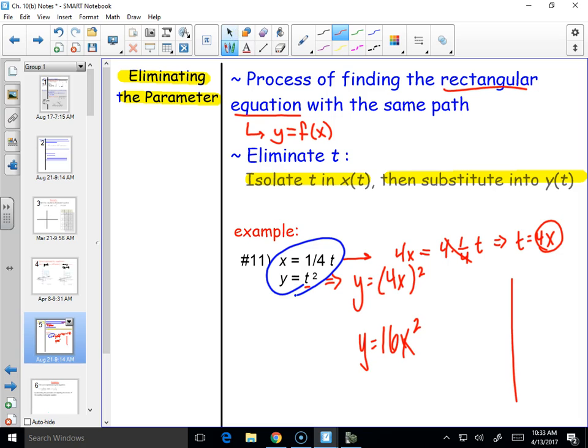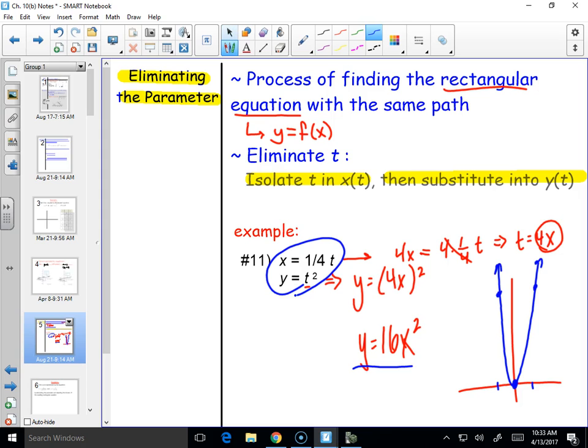We can even say that this parabola is going to have a vertex at 0, 0, because it hasn't been vertically or horizontally shifted at all. When x is 1, y is going to be 16. When x is negative 1, y is going to be 16. It's going to be a very narrow parabola.